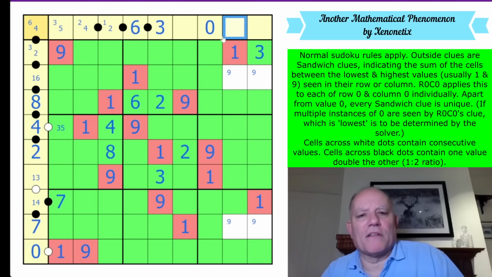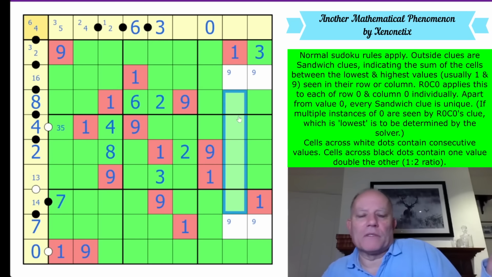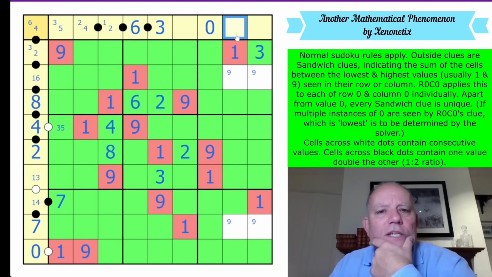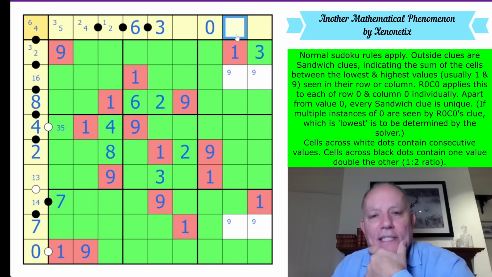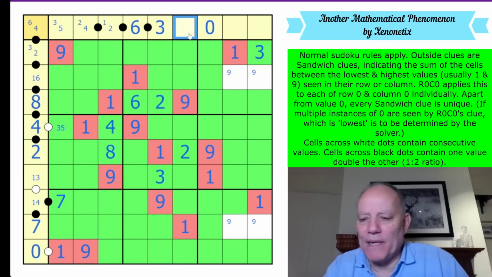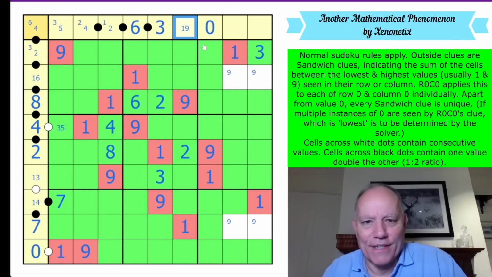Maybe even higher. Well, this would bust the 19. You couldn't keep this down to 19 because 5 cells at least add up to 20 in a sandwich. So we're not counting this column unless it's 0 in the sum. We are counting this one only. And this must be 19. That's so strange. Maybe that's the mathematical phenomenon.